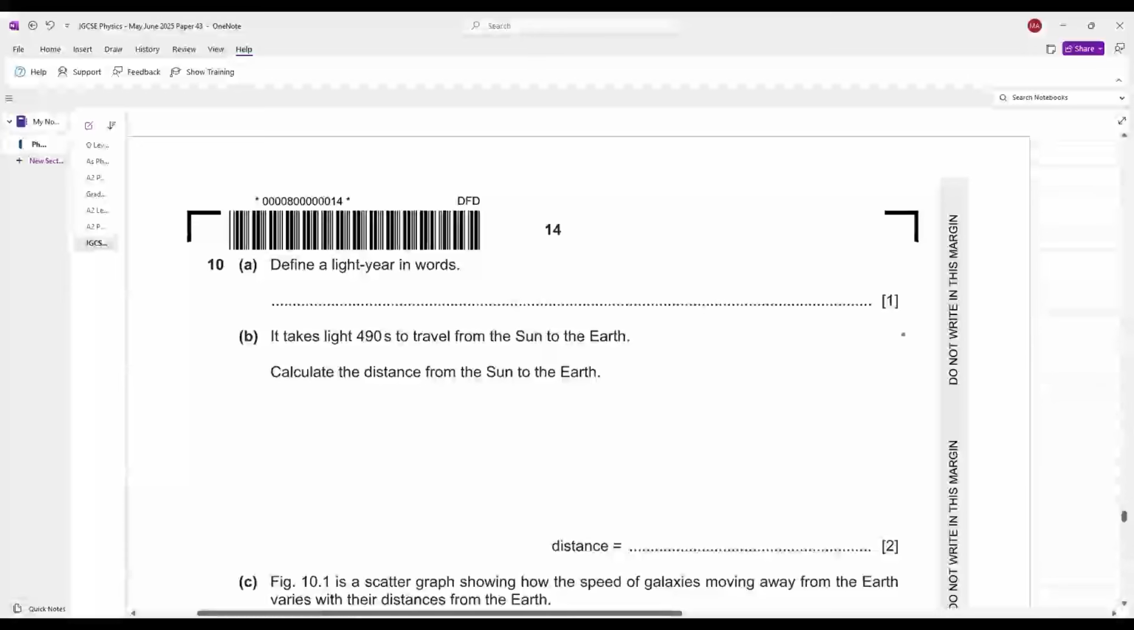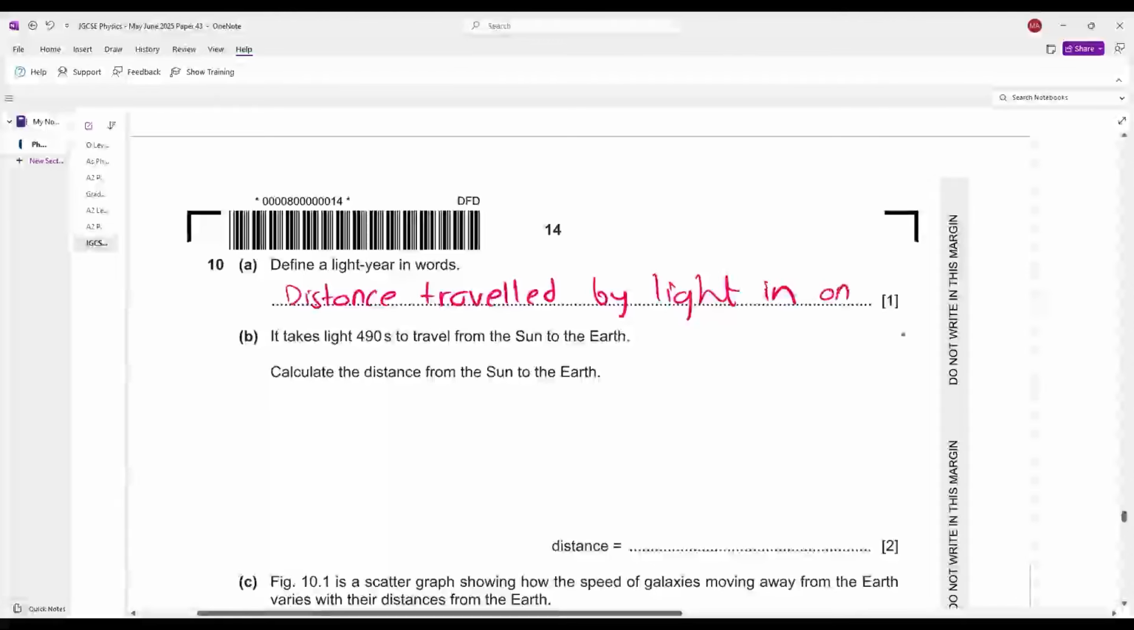Define light year in words. Distance traveled by light in 1 year. Okay. It takes 490 seconds for light to travel from the Sun to Earth. Calculate the distance. You will say distance is equal to speed into time.